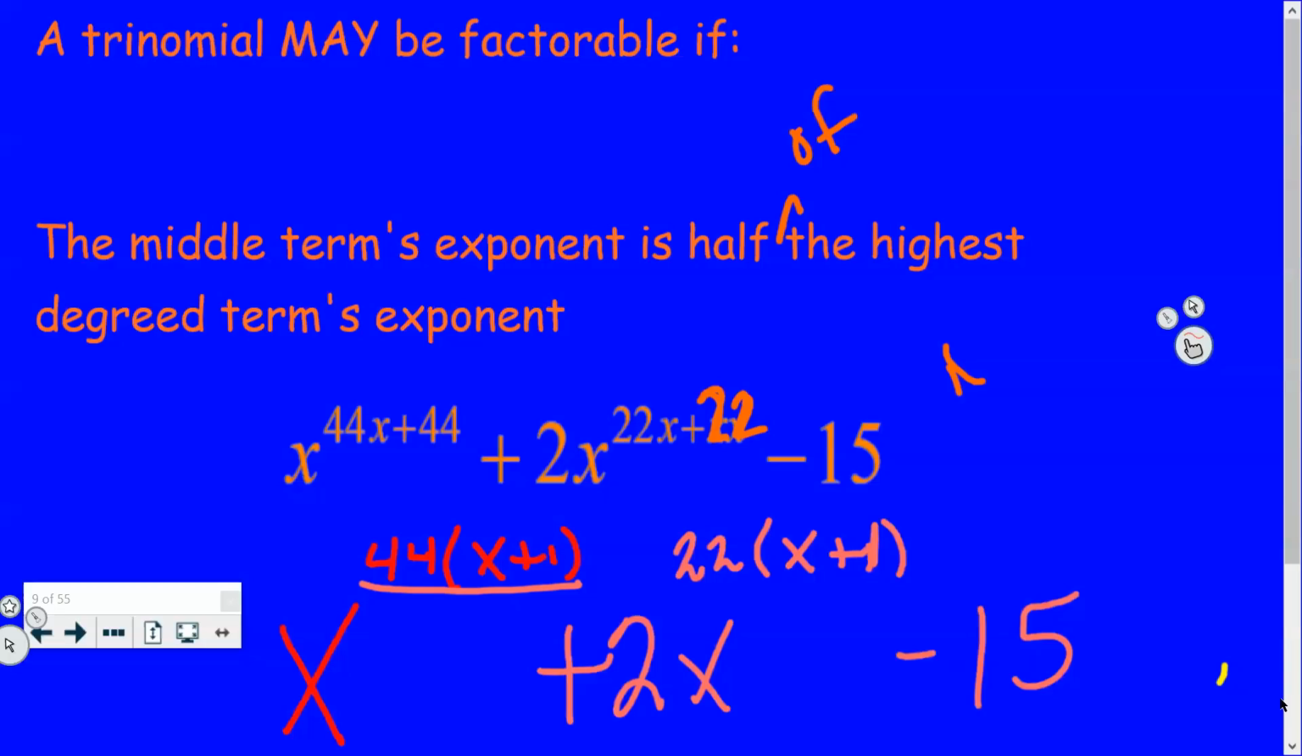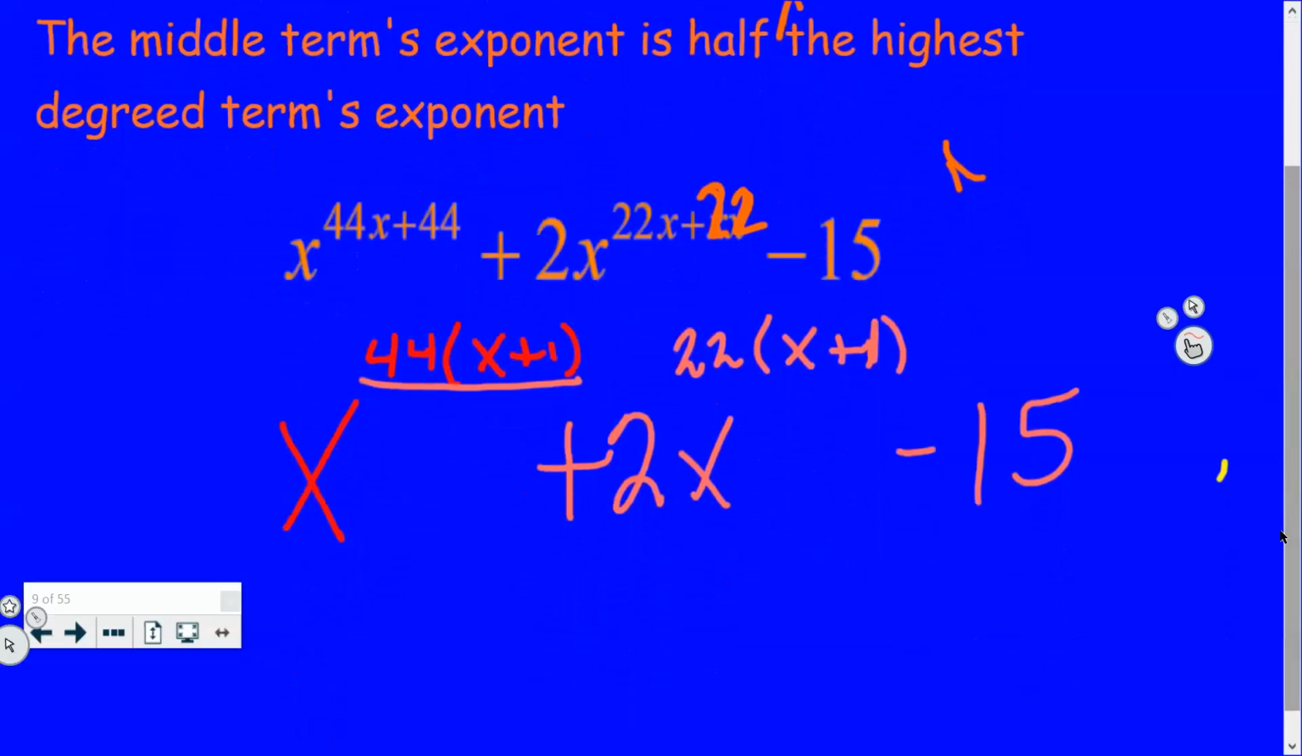Do you think that I can keep going on this? Is 22 half of 44? Yeah. Then we're going to be able to keep going as long as there's factors of negative 15 that make positive 2. Is there? Yeah. I need to make a negative 15. Three. A negative 3 and what? Five. Yes.